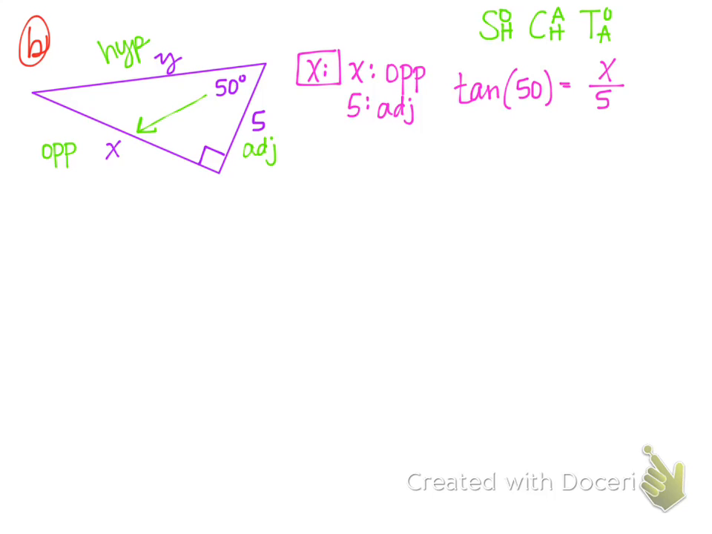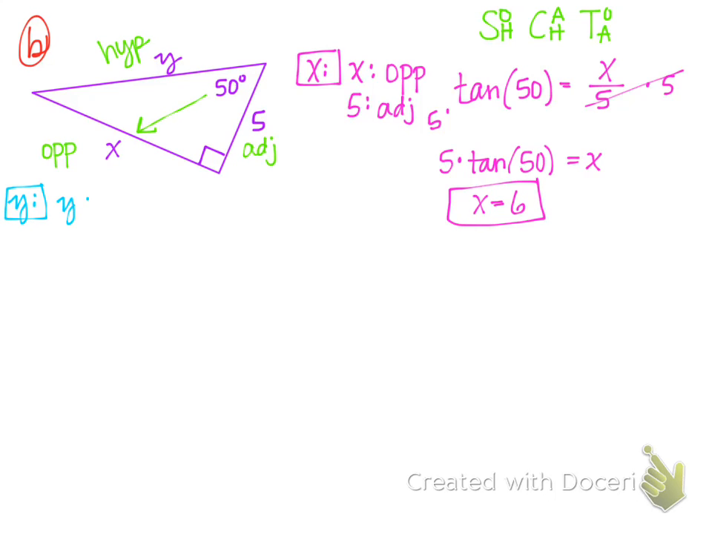So this is really similar to what we've been doing. Now, to get x by itself, we just multiply both sides by 5. Our 5s are going to cancel, and then we have 5 times tangent of 50 is going to give us our x. In your calculator, type that in, and when you round it, you get 6. So that's our x. Now the y is just a little bit trickier. It's not bad, but you really need to pay attention for the y one. So let's find y.